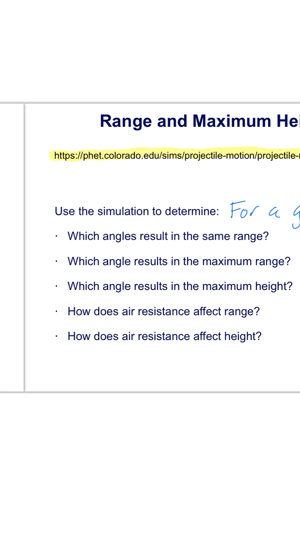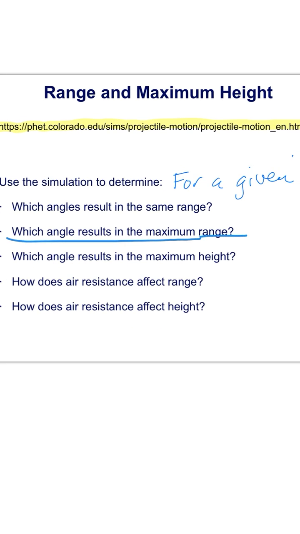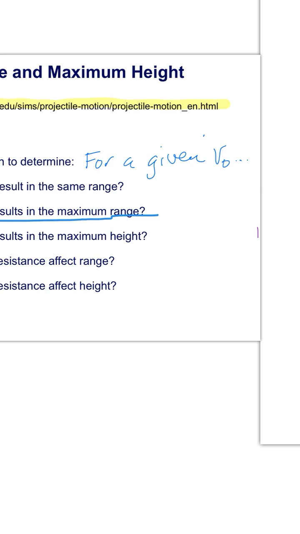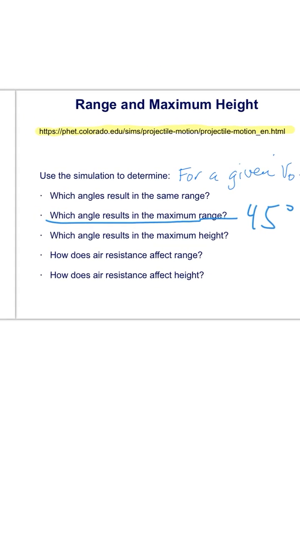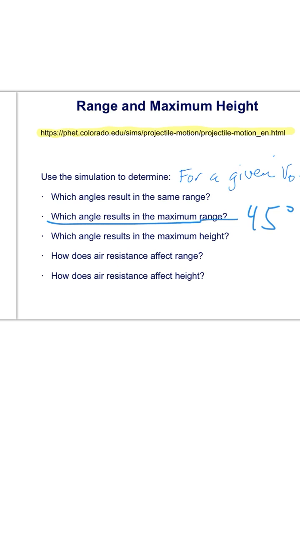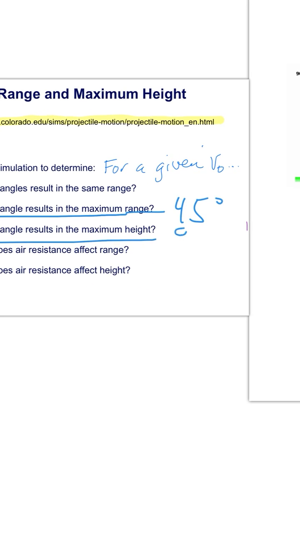Let's go to the next question. What angle gives you the maximum range? You already know that probably. 45 degrees, because the X and Y components of the VO are the same. Which angle results in maximum height? Well, duh, 90 degrees. It goes straight up.